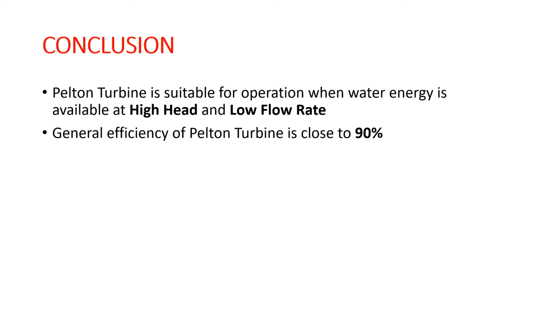And finally, the Pelton turbine is suitable for operating when water energy is available at high head, for example 30 or 50 meters or higher, and low flow rate. Overall efficiency of the Pelton turbine is very close to 90%. This is the end of our fluid machinery and Pelton turbine experiments.